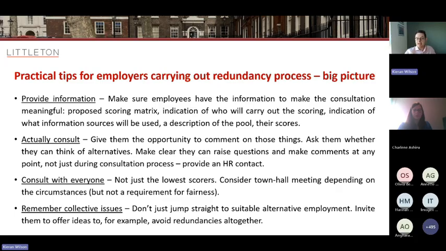Thirdly, consultation isn't just for the people at the bottom of the pool. It should take place with everyone who is at risk. And finally on this slide, remember the collective issues. You shouldn't assume that the employees don't have anything to suggest on how to avoid redundancies, for example. It might be in practice unlikely that they don't, but asking the question will make for a fairer process overall.